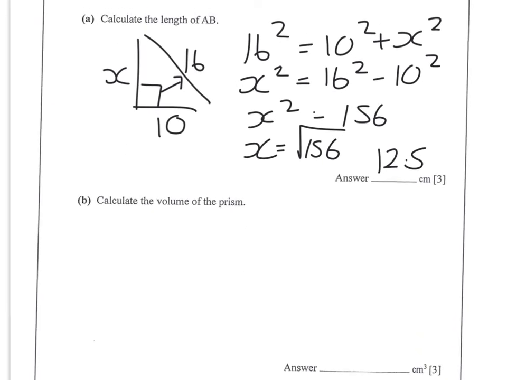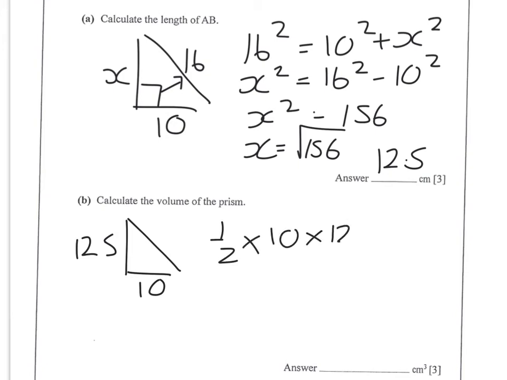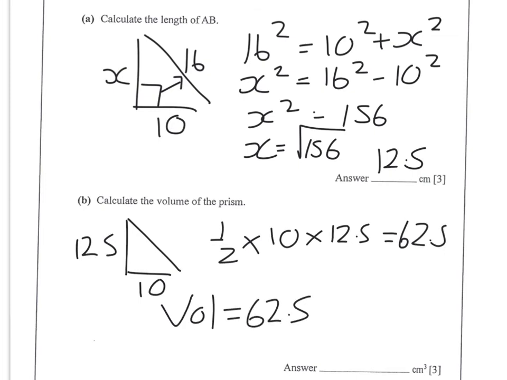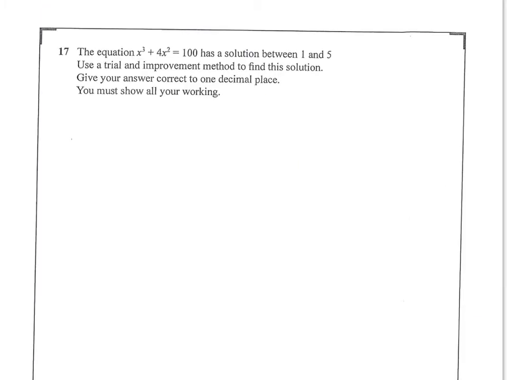Volume of the prism, we've got to work out the cross-sectional area. So if we take our triangle, we have 10 and 12.5. So it's half the base times the height, which gives us a cross-sectional area of 62.5, and then our volume is the cross-sectional area times the length, so that's times 30, and that gives us a volume of 1,875.